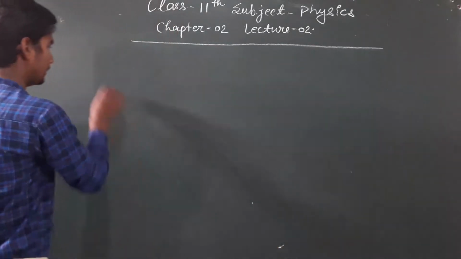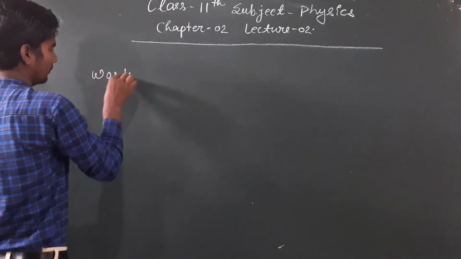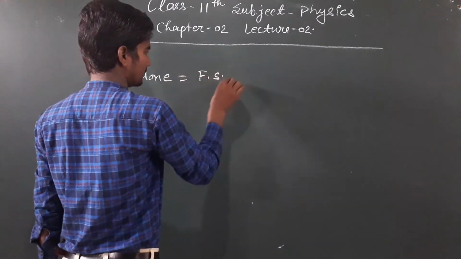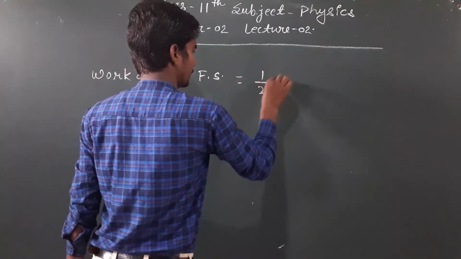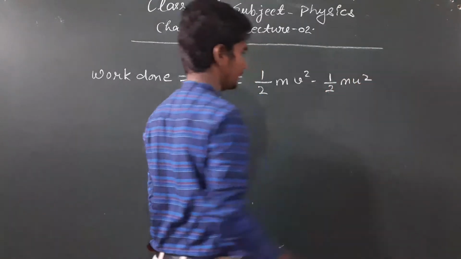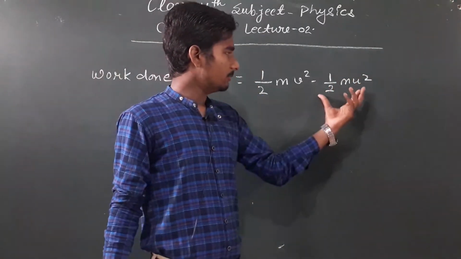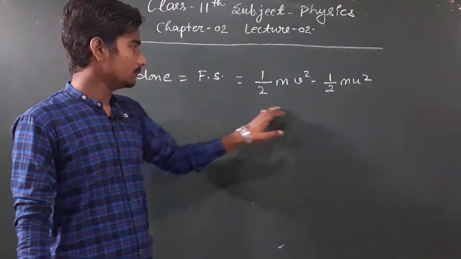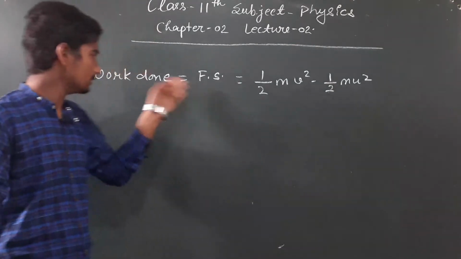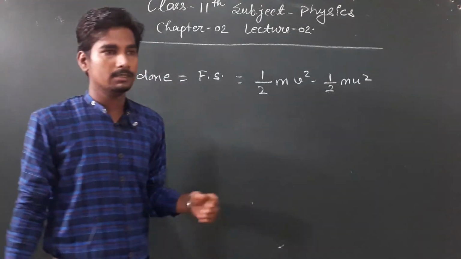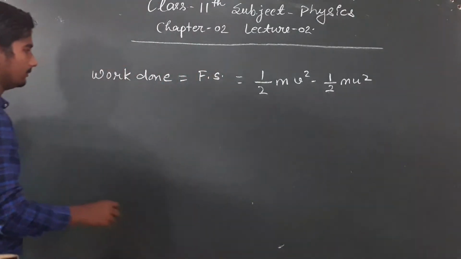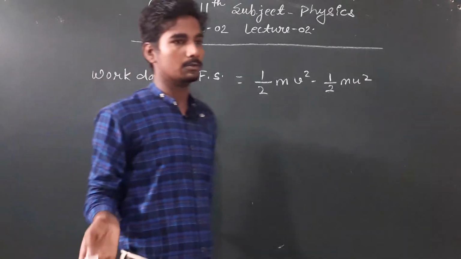We have talked about work done. Work done equals force into displacement, and that was equal to half mv square minus half mu square, which is equal to the change in kinetic energy. F into S is force into displacement, and that was equal to work done. We discussed its dimensional correctness in the previous video, and I gave you a question to solve.